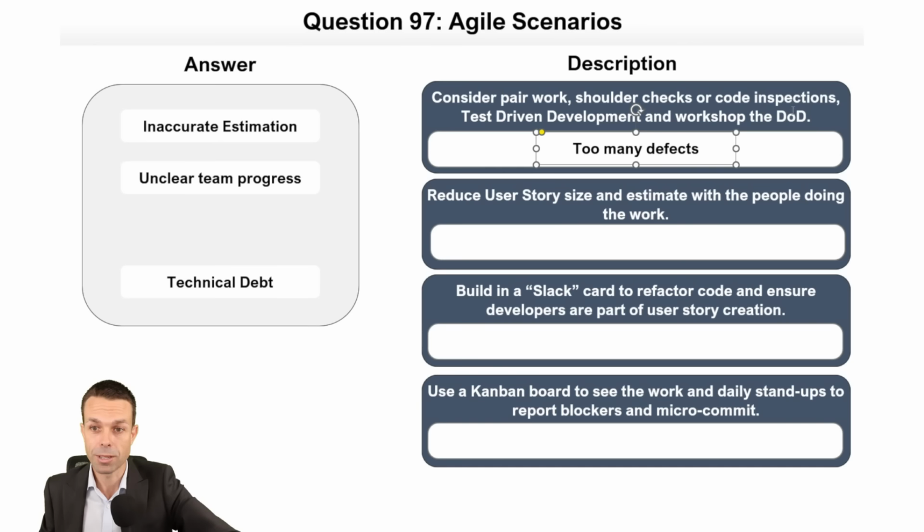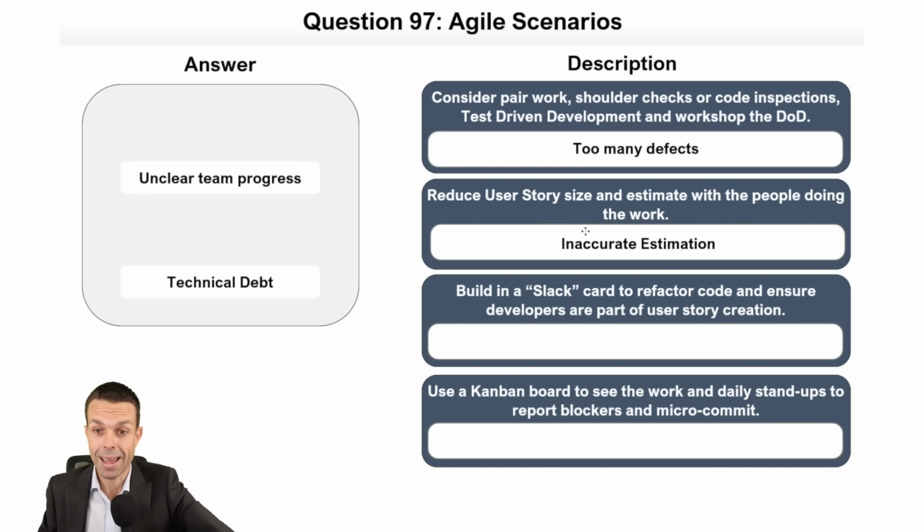So we can workshop the definition of done, use test-driven development for quality, and shoulder check and pair programming to make sure that we're finding those defects. I think that would work. Reduce the user story size, and estimate with the people doing the work. We're going to use those things if we have inaccurate estimation in our team.